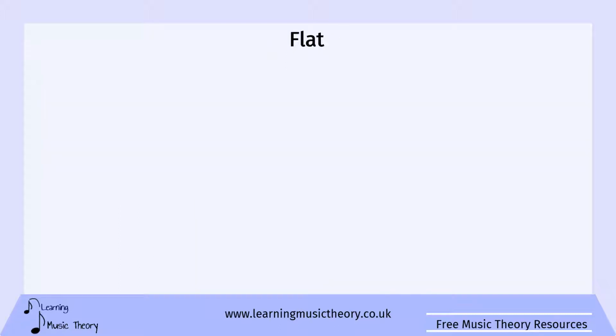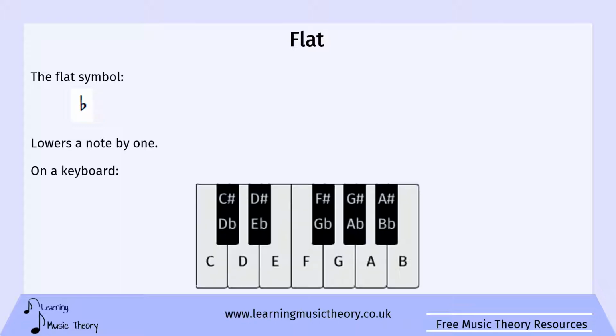We'll now look at the flat symbol. As a reminder, it looks like this. The flat has the opposite effect to the sharp as it lowers the note by 1. This again is easiest to represent on a keyboard. If we take the B note, we can then flatten it so it turns to the next lowest note. As this note is achieved by flattening B, it is called B flat.